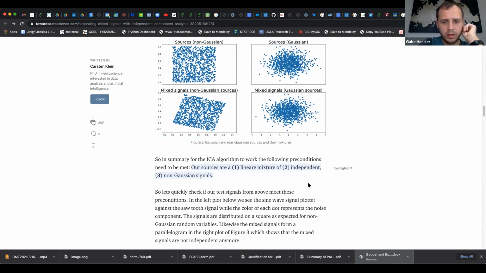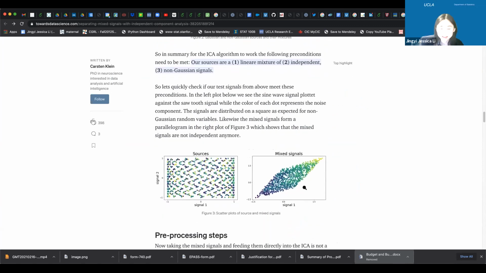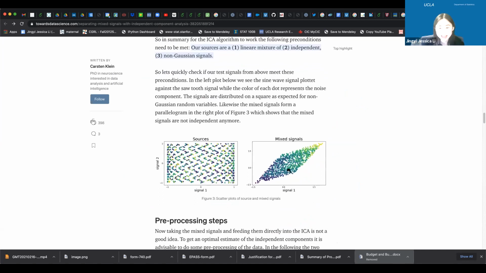Yeah, and this is another example. It shows the mixed signal, which looks like this, and after you restore the signal, it looks like this. If you look at each signal, it's actually quite uniform, right? Even though you may have some gaps in the middle, it looks quite uniform.